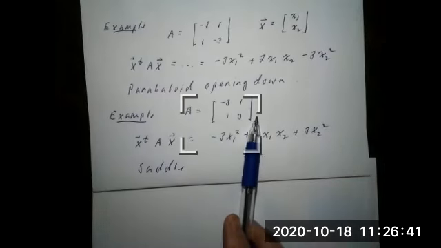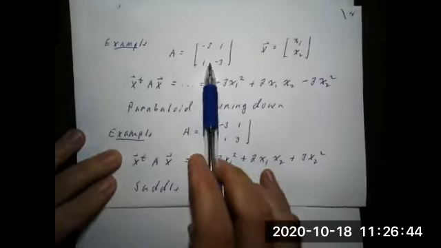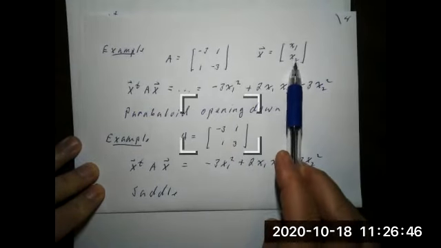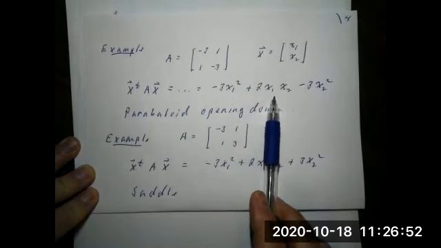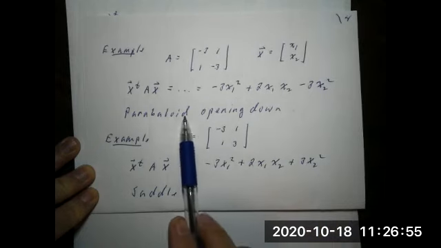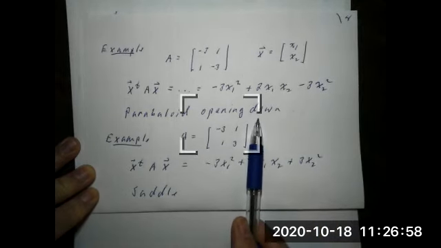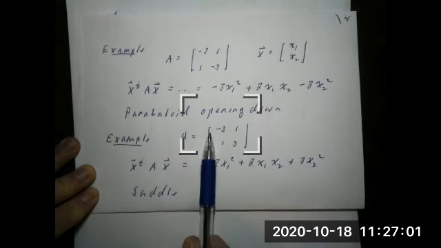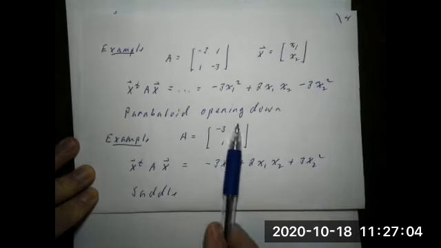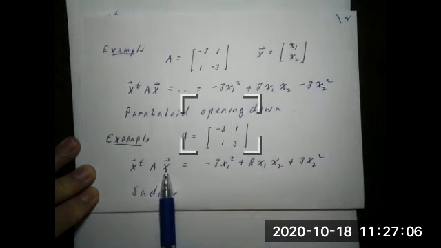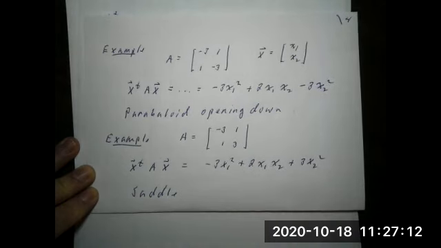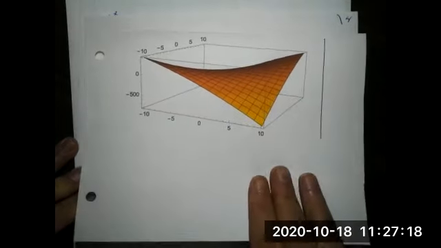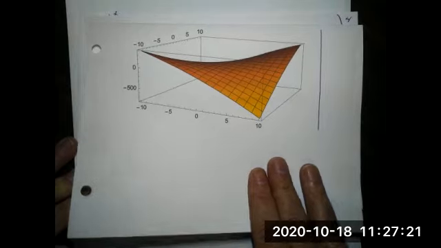Let's take a look at another example. Suppose A is [-3, 1; 1, -3] and x is (x1, x2). If I do a similar expansion, I get minus 3x1 squared plus 2x1x2 minus 3x2 squared. If we graph this, it would actually be a paraboloid opening down. And finally, if A is [-3, 1; 1, 3], so it's different than this matrix and the one we started with, an expansion would yield -3x1 squared plus 2x1x2 plus 3x2 squared. This is an example of what's known as a saddle. If you've taken multivariable calculus, you may have seen this type of graph before.